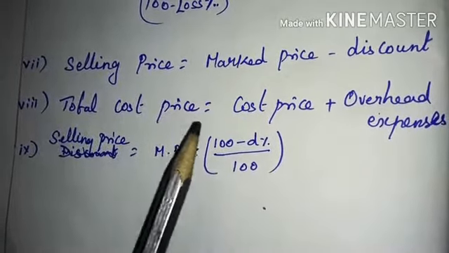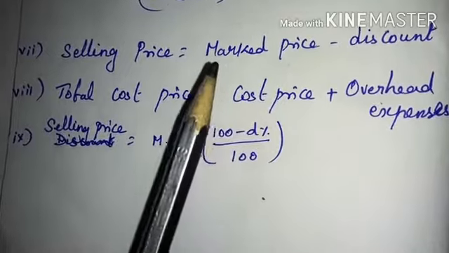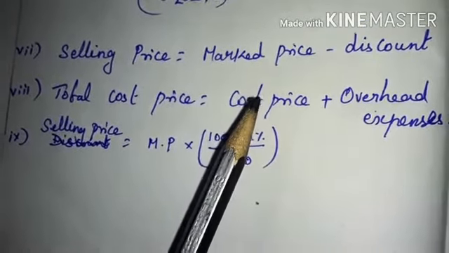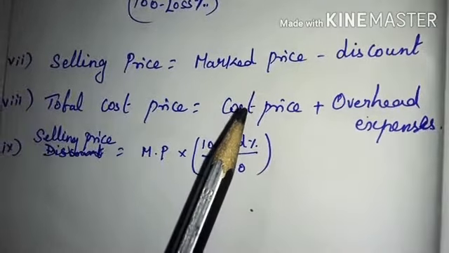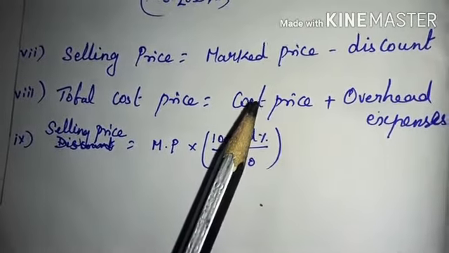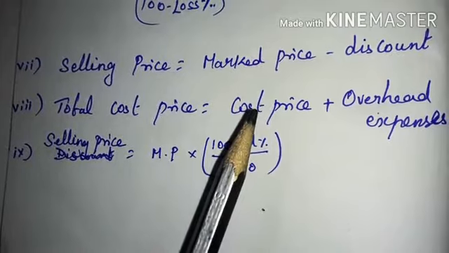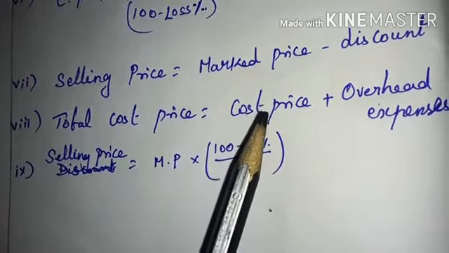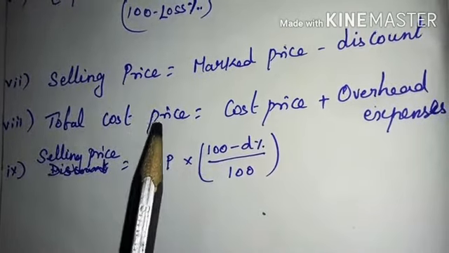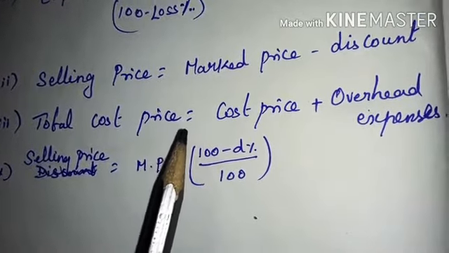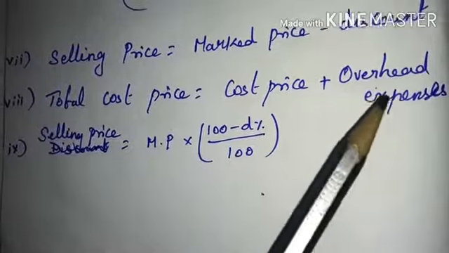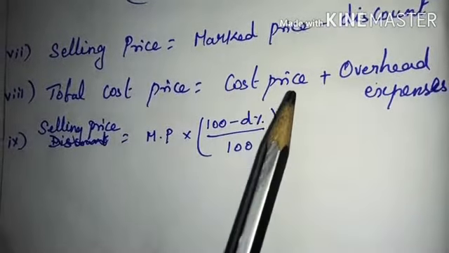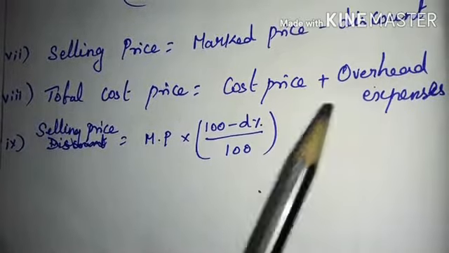The next one is overhead expenses. Overhead expenses are nothing but the extra charges that the shopkeepers or traders incur. That is repairs, transportation and labor charges. These are all included as overhead expenses. After including the amount of these overhead expenses in the cost price of the article, total cost price equals cost price plus overhead expenses.